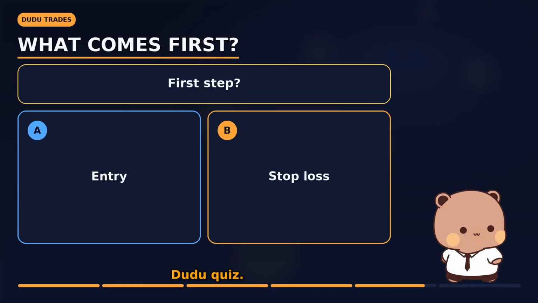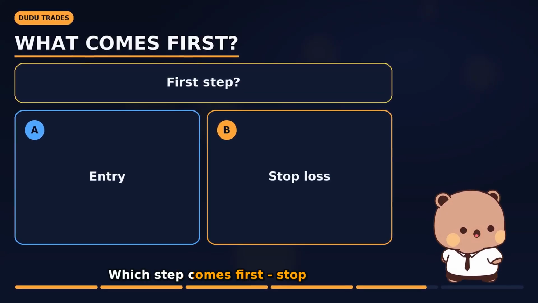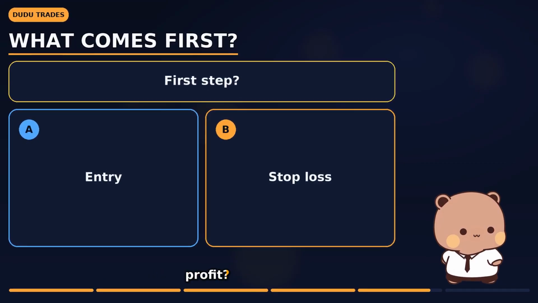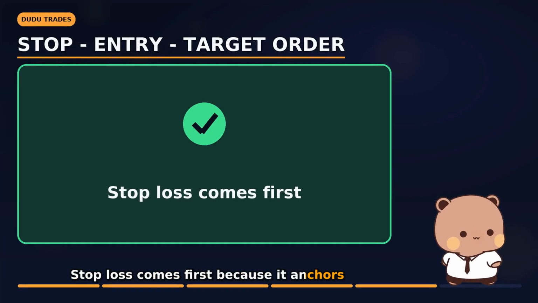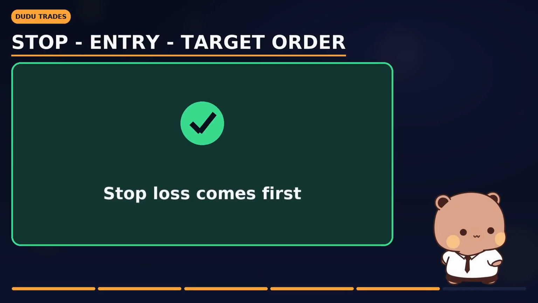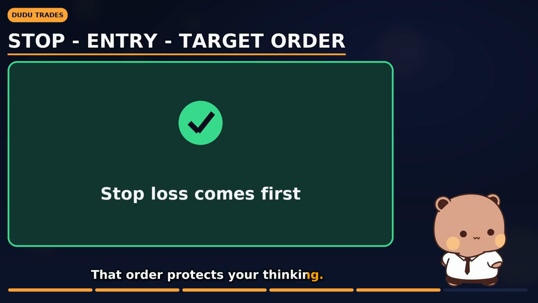Pattern interrupt, DUDU quiz. Which step comes first? Stop loss, entry, or take profit? Stop loss comes first because it anchors your risk. Then entry, then target. That order protects your thinking.